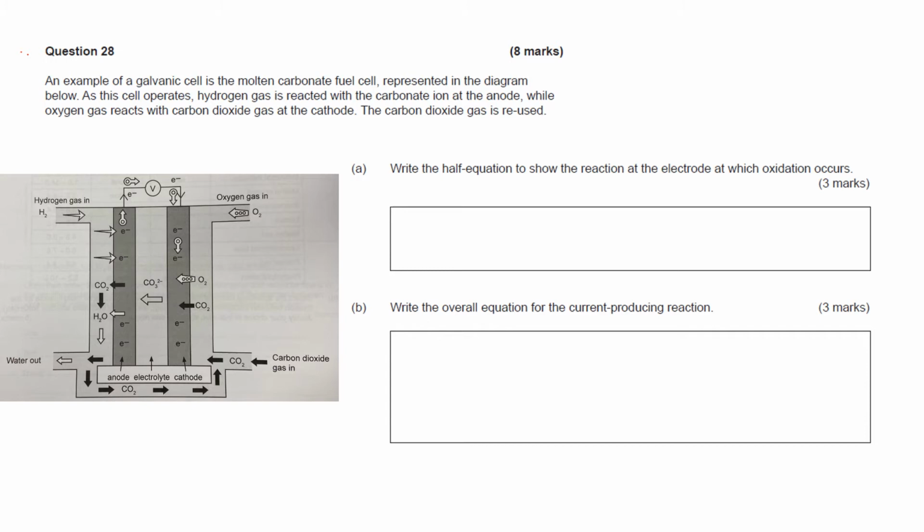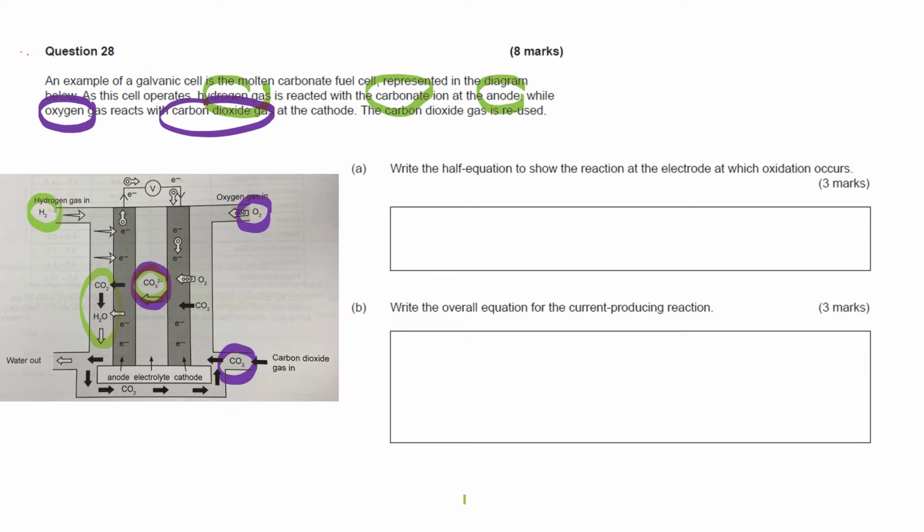So we've got hydrogen gas reacting with carbonate ions at the anode. Those things are very important. You can see the hydrogen gas is here, carbonate ions are going in here, and this is the anode. What's coming off is the CO2 and the water. At the other electrode, we've got oxygen gas, and we're reacting with carbon dioxide gas at the cathode. So the oxygen gas is going in, the carbon dioxide gas is going in, and the carbonate is coming off. So the carbonate is the product from the cathode reaction, and it's one of the reactants at the anode reaction.